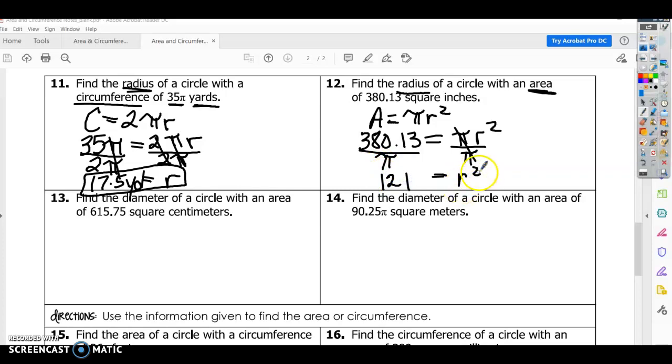All right, now since r is squared, we need to take the square root of both sides. So we're going to have r equals 11. And we're not going to have plus or minus here because we're talking about the radius. Radius is the distance from the inside of the circle to the side of the circle, so it can only be a positive number. So r equals 11 inches.